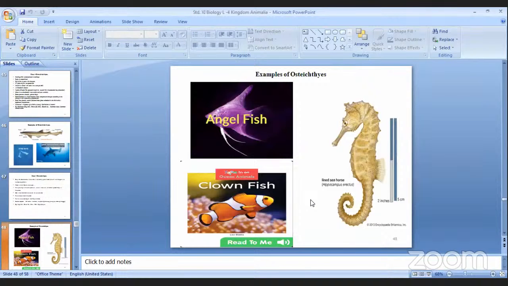Now here are these examples. Angelfish, see how beautiful it looks. This is the clownfish and this is the hippocampus. See here, it is also known as seahorse, right?